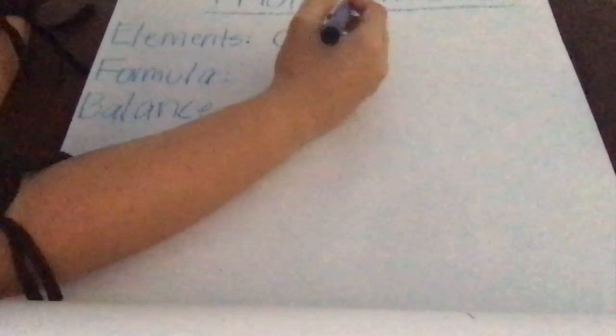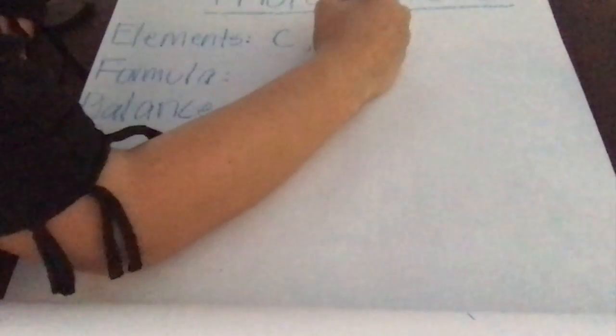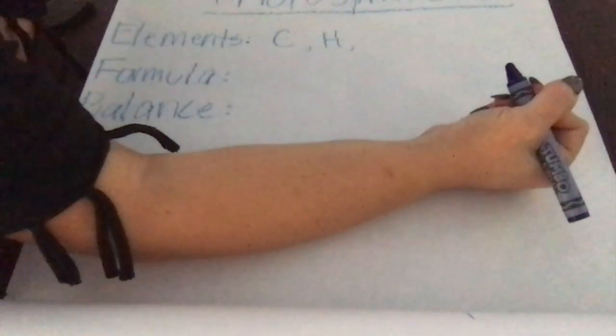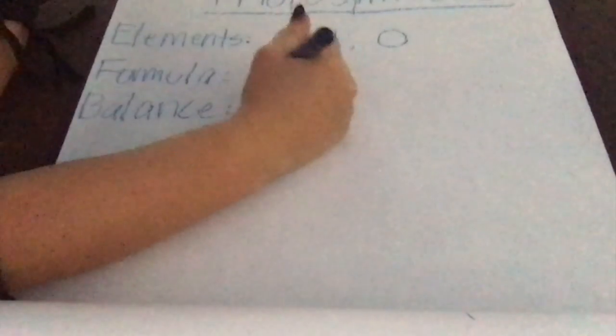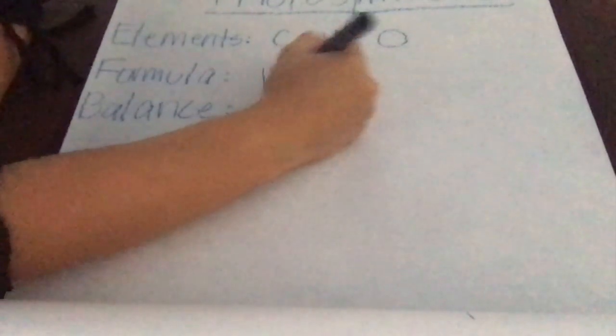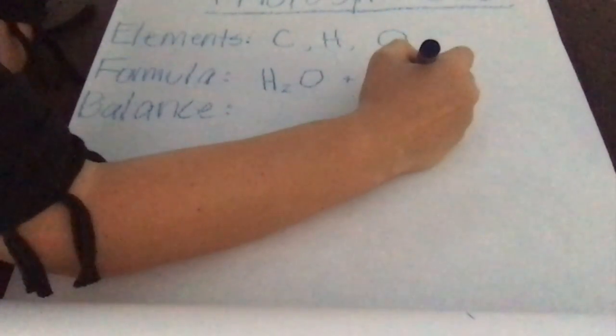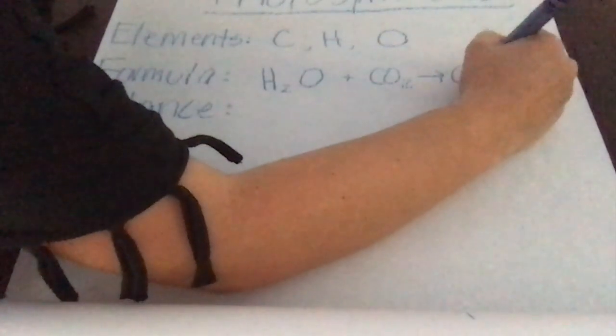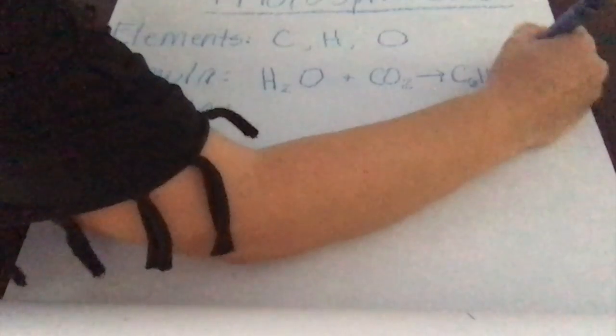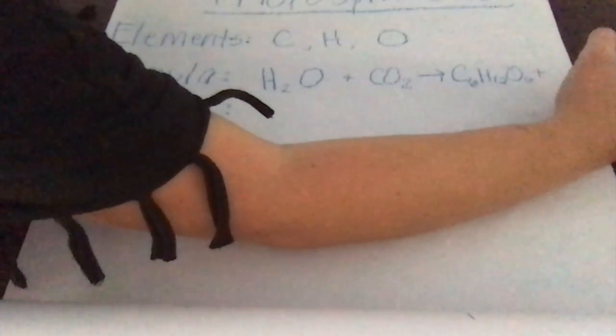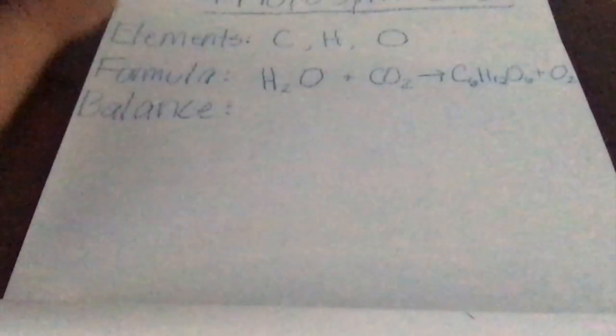Okay, so there were three elements that I just listed that were involved on both the reactant and the product side. We had carbon, which for short we're going to call C, hydrogen, whose symbol is H, and oxygen, whose symbol is O. And as far as the formula was concerned, on the reactant side it was going to be water and carbon dioxide. And what was going to be produced was glucose, which is C6H12O6, and we are going to have oxygen produced as a byproduct.